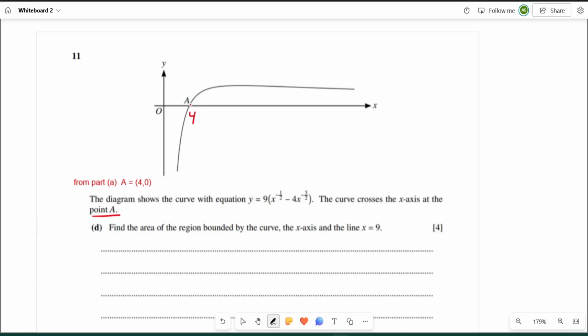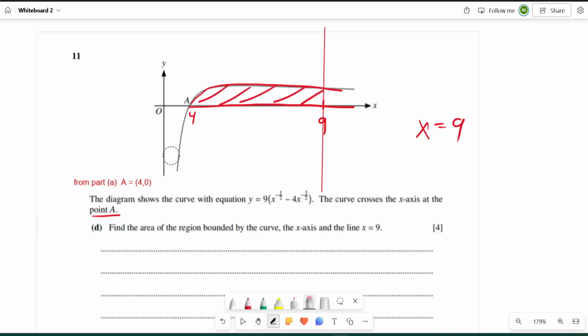So the region bounded by my curve, and by my x-axis, and the line x equals 9. The line x equals 9 is basically a line where all the points are at the same x, which is 9. So let's say this is 9 over here. So the line is going to be something like this, okay? So which area is bounded by the three things, the curve, the x-axis, and this line? It's very clear that it's this area over here.